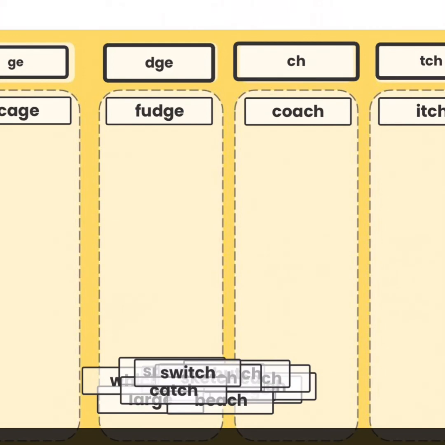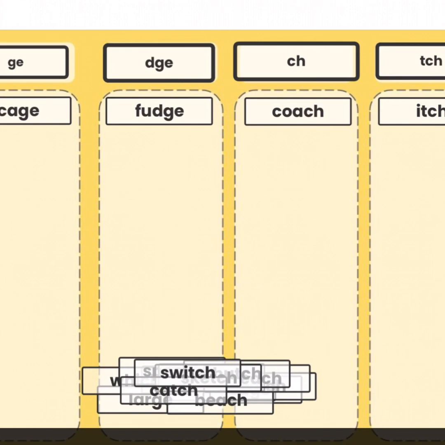You're going to look for the GE pattern in words such as cage. So cage just has the GE, and it says J. Fudge has a DGE, but it still just says J. So you're going to look for the two spellings that say J, and you're going to put them in their correct pattern based on their spelling. And then coach has a CH. You're going to put anything with CH in the CH column. And itch has a TCH. But again, they both sound like ch. So you are going to sort the words based on the patterns you notice within the words.